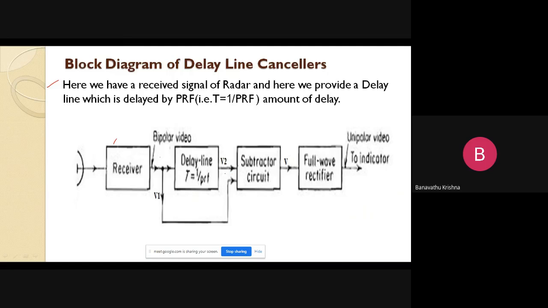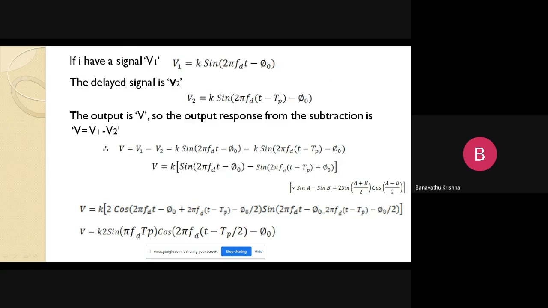So here let us see the detailed derivation of this block diagram of the delay line canceller. I have a signal V1 equal to k sine 2 pi fd t minus phi naught, where fd is the pulse repetition frequency. This is the original signal, and the delayed signal is V2, equal to k sine 2 pi fd of t minus Tp, where Tp is the amount of time delay, minus phi naught.